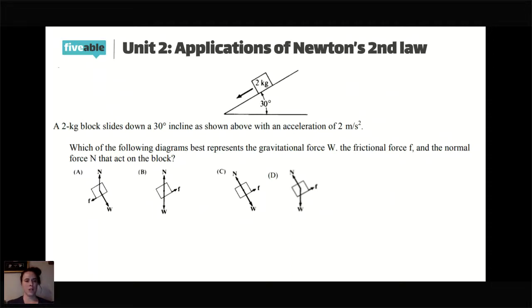Sweet. Good job, team. So our answer is D. And a way we can tell that is because your weight should always be pulling straight down, like we said earlier, so that immediately knocks out A and C. And your normal force always comes out normal to the surface that you're on. So because we're on a ramp, our normal force is going to be crooked. So that knocks out B. And then our frictional force always wants to go in the opposite direction of motion. So if we're sliding down the ramp, our frictional force is going to be going the opposite way. Good job.